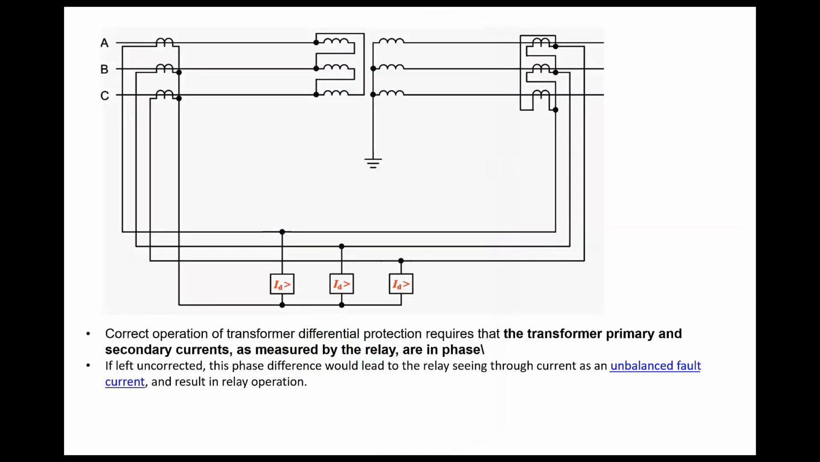We discussed the current differential protection of various elements, and we have concluded that when you are using the current differential scheme for transformers, you have to connect the CTs on either side of the transformer in opposite sequence. That means in a transformer there is a 30-degree phase shift from delta to star side and star to delta side.